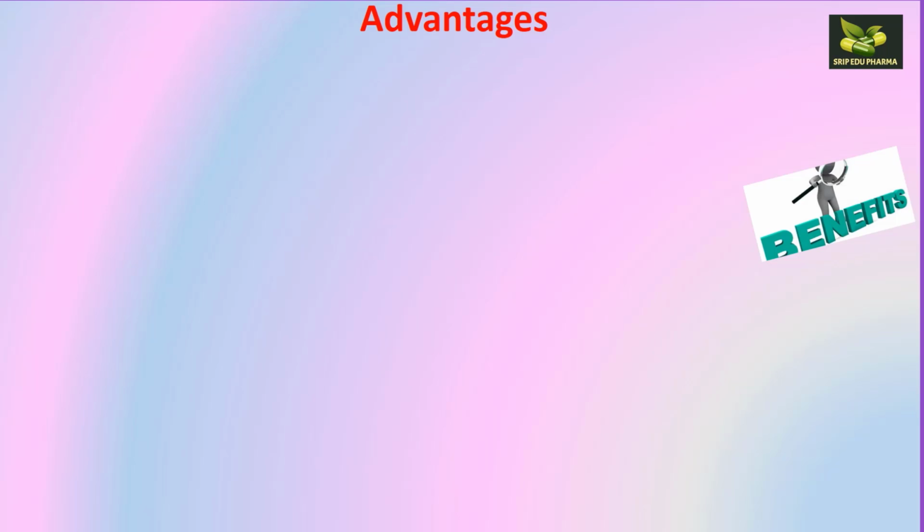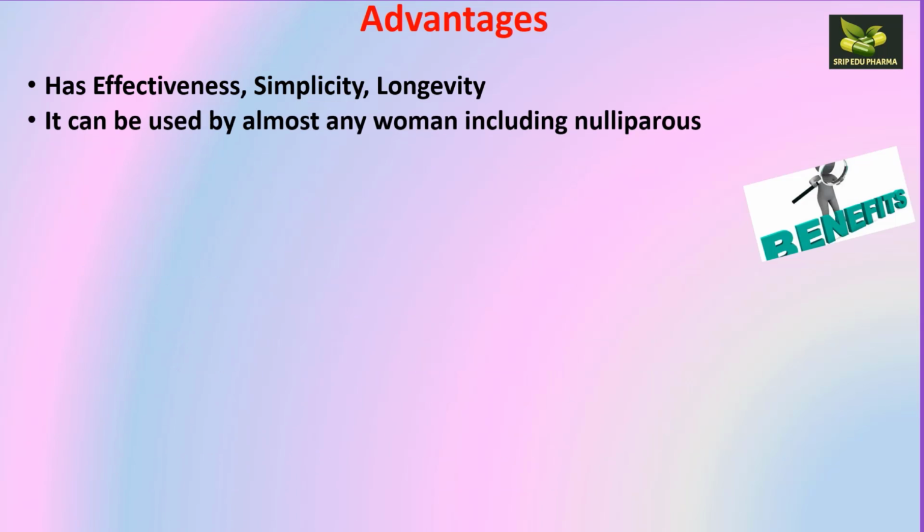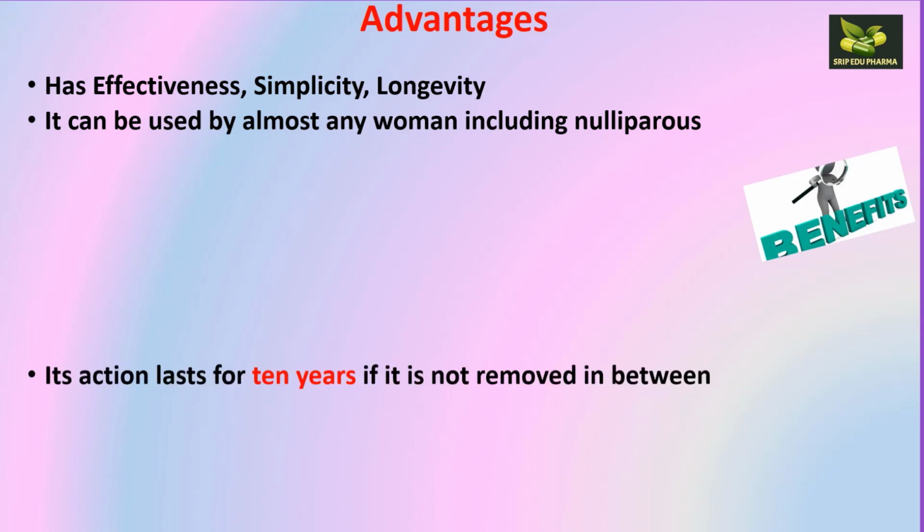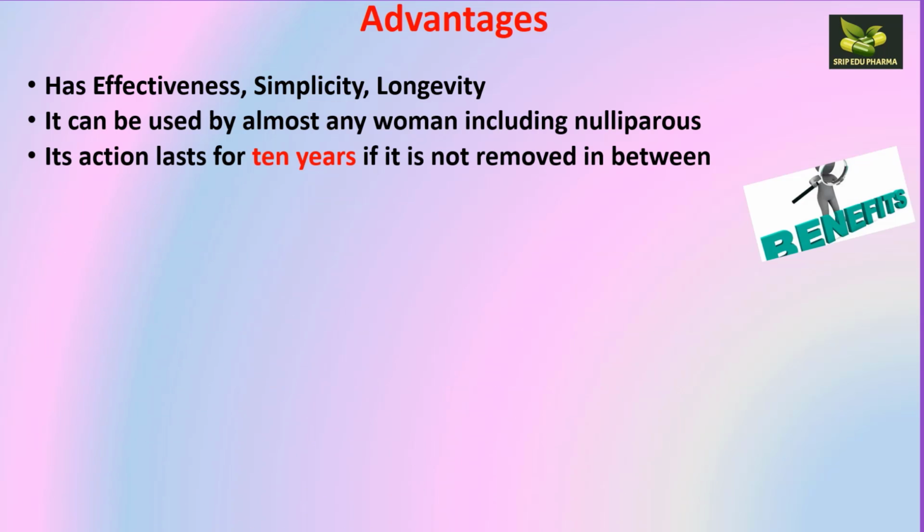Now we will see what are the important advantages. So they are simple to use, so simplicity, then effectiveness, longevity, meaning for long term it can be used, then it can be used almost for any woman including nulliparous. Nulliparous means the woman who has not given birth to any child. For them also it could be used. Then its action lasts for 10 years if it is not removed in between.